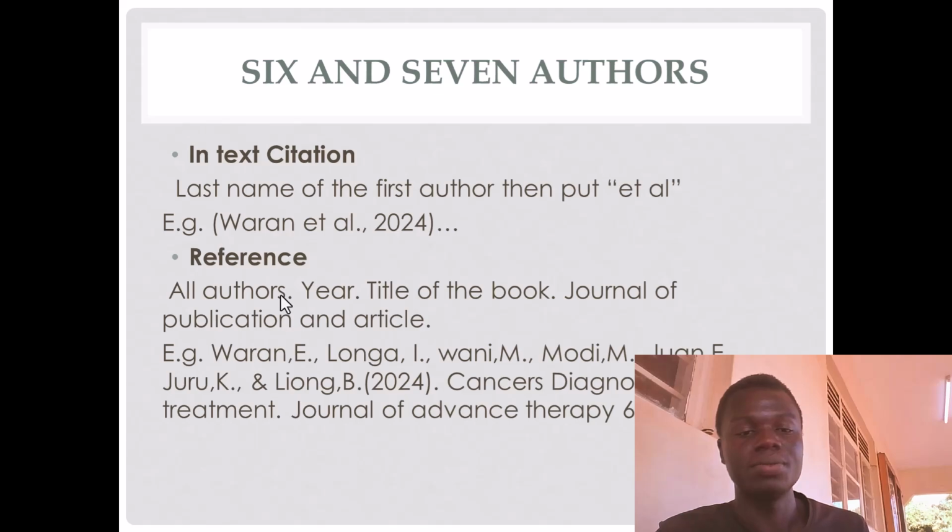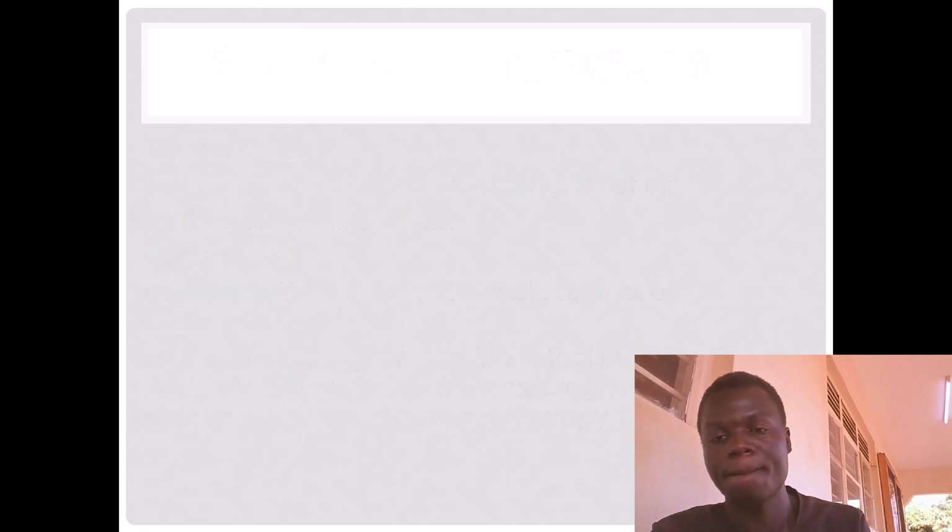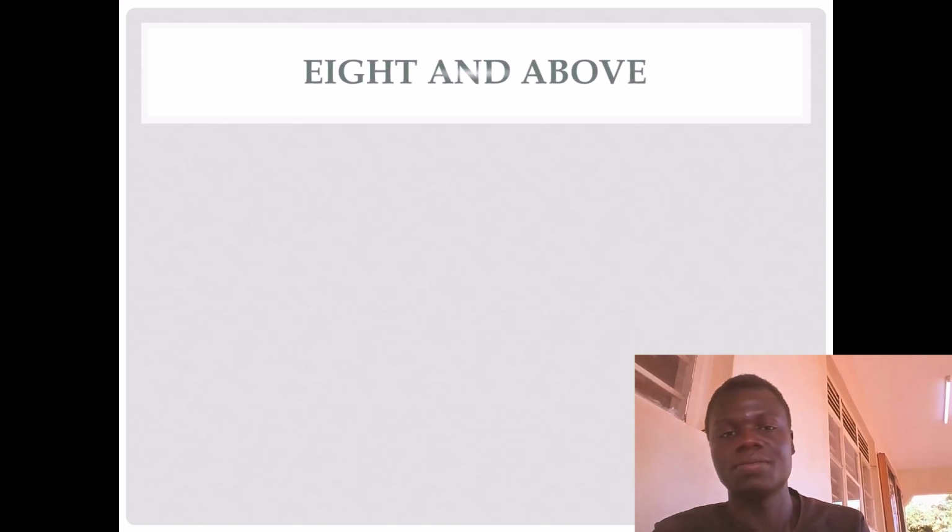Therefore, for example, here, this is what we have. You can follow this one. It is more or less the same as the previous one that we have talked about. So this one stands for the paragraph, and this one stands for the page. Therefore, this will take us to the next, and that is when you are citing 8 and above authors.